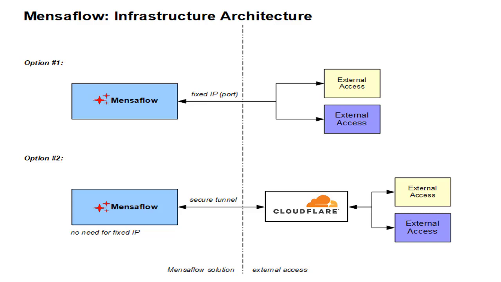Of course, that provides all kinds of layers of security, DDoS protection, et cetera. So all that puts the Mensaflow server behind Cloudflare, which provides that extra layer of security. And the Mensaflow server lives in a secure tunnel that's behind Cloudflare, so nobody can get to the server unless they go through the Cloudflare-provided security. And this also means that you don't need a fixed IP.